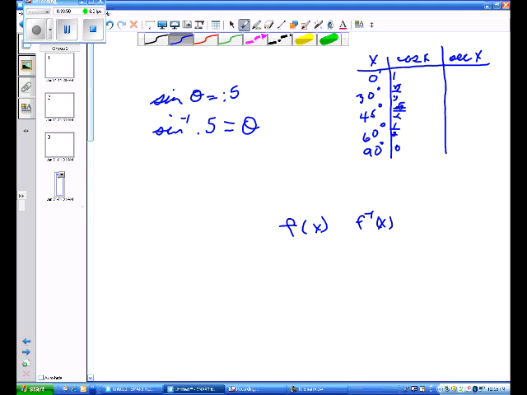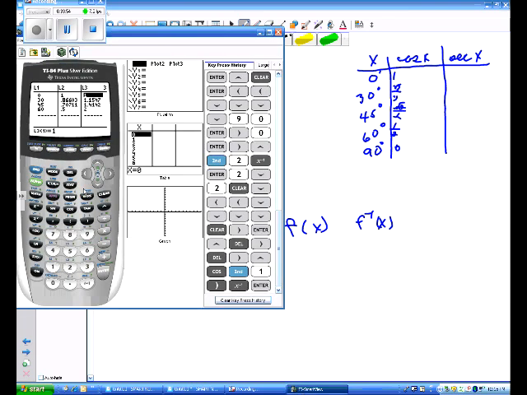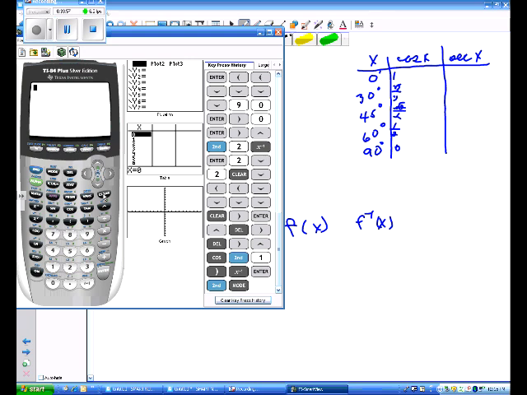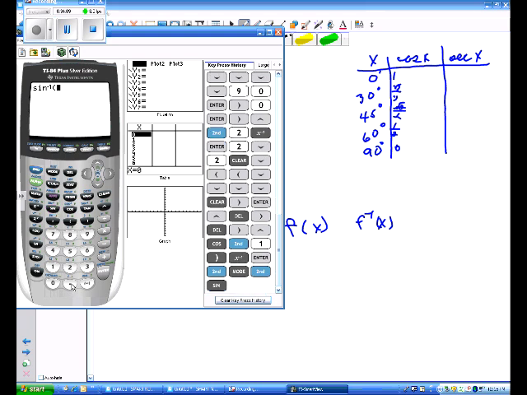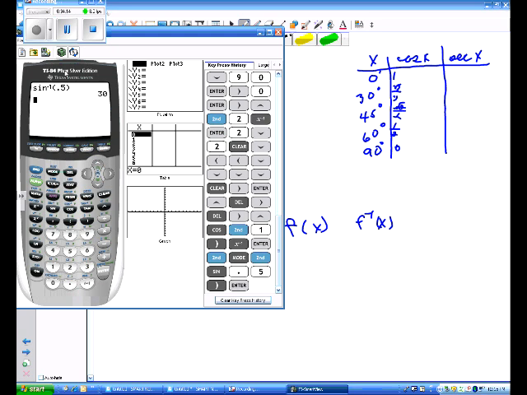The way that we do this on our calculator is we'll go back and let's quit this table. So you'll notice above the keys, we have our inverse function. So we would do second sine, and we would do 0.5. Press enter and it gives us 30. So that would be 30 degrees.